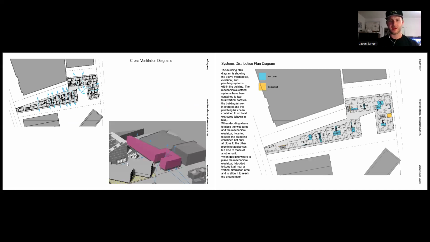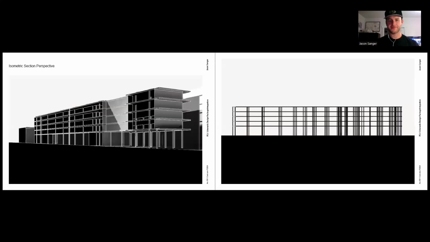So here on the left, we have some more cross ventilation diagrams. The left is the plan, and then the one on the bottom right is an isometric. Then here on the very right, we have the systems distribution plan diagram. So the blue fills are marking the wet cores, and the orange is marking the mechanical areas in the building.